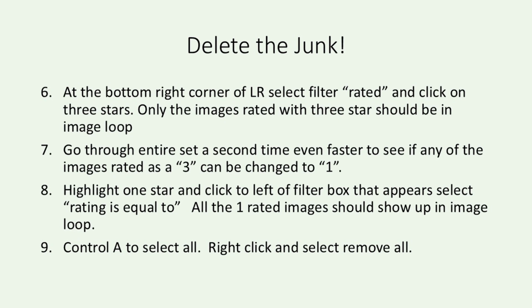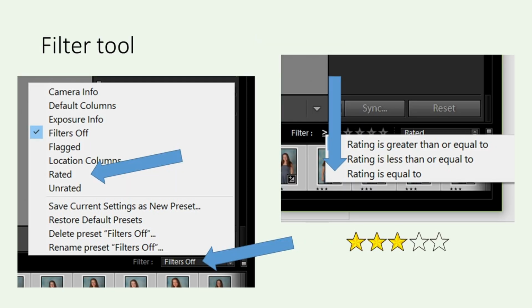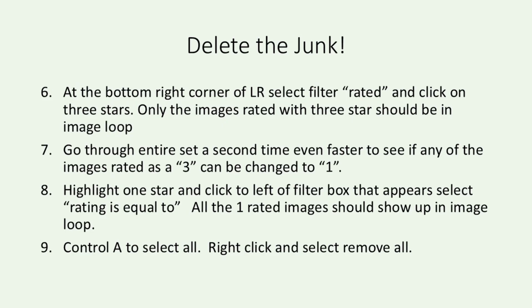So now we go into the bottom right corner of Lightroom and select Filter Rated and click on 3 stars. Now what this is going to show in your film strip is all the images you gave a 3-star rating. So now go back through the entire set a second time, even faster, to see if any image you originally rated as 3 can be changed to a 1.